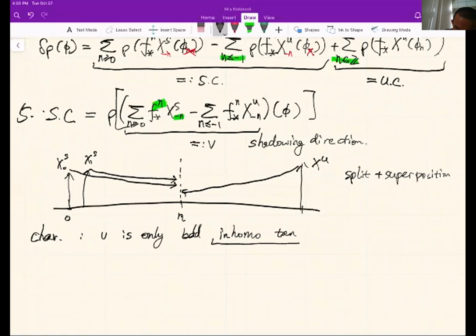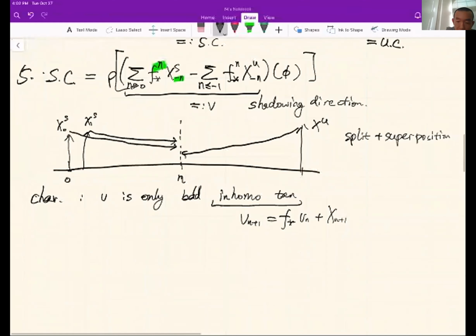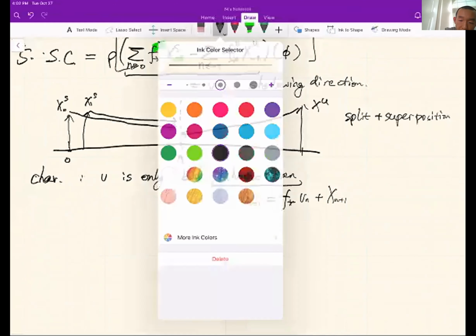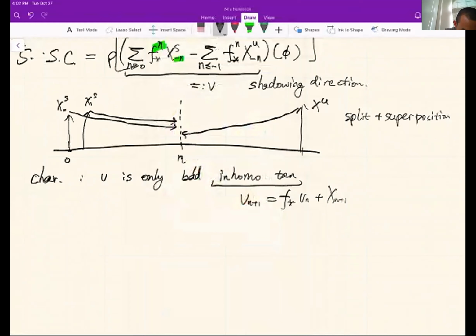Okay, and by inhomogeneous tangent, this means that this Vn star equals the push forward of Vn plus Xn plus 1. This equation just means that this V describes the propagation of a perturbation of one trajectory. Okay, and the boundedness of V means the existence of shadowing trajectories. Okay, let me draw a picture. So assume this is one trajectory of your dynamical system.